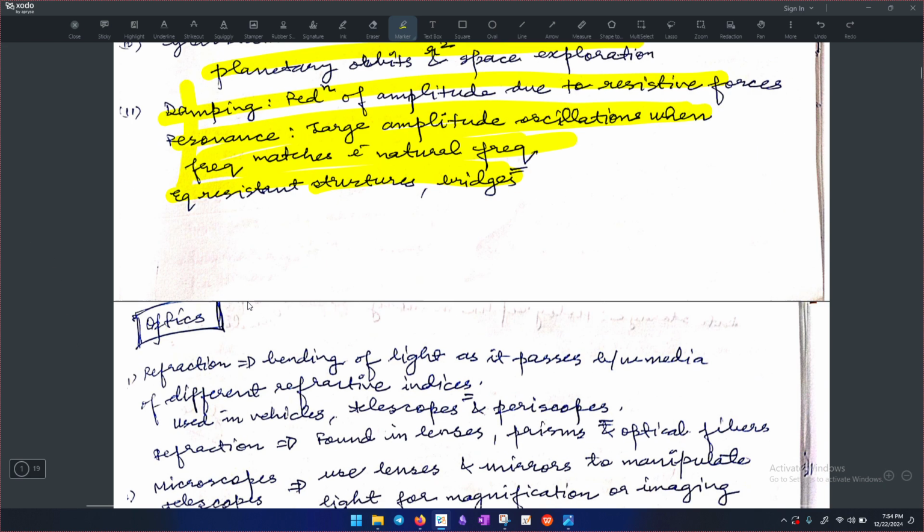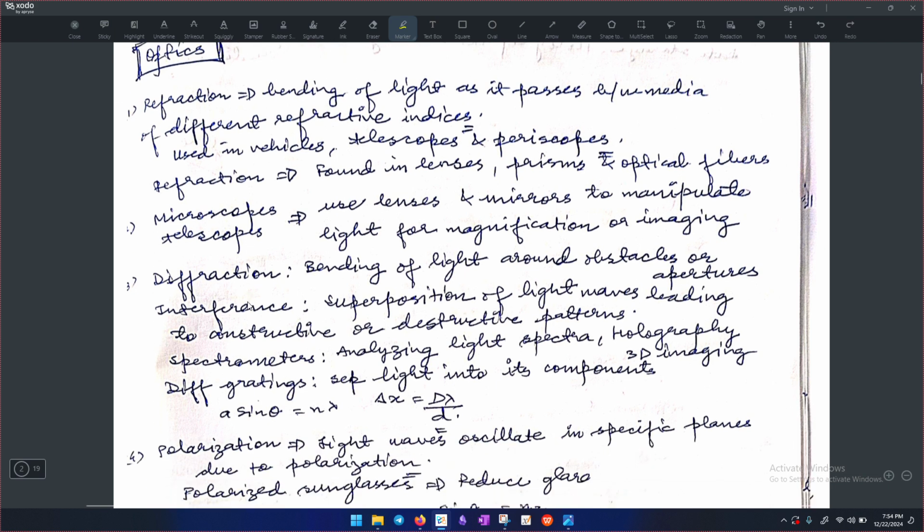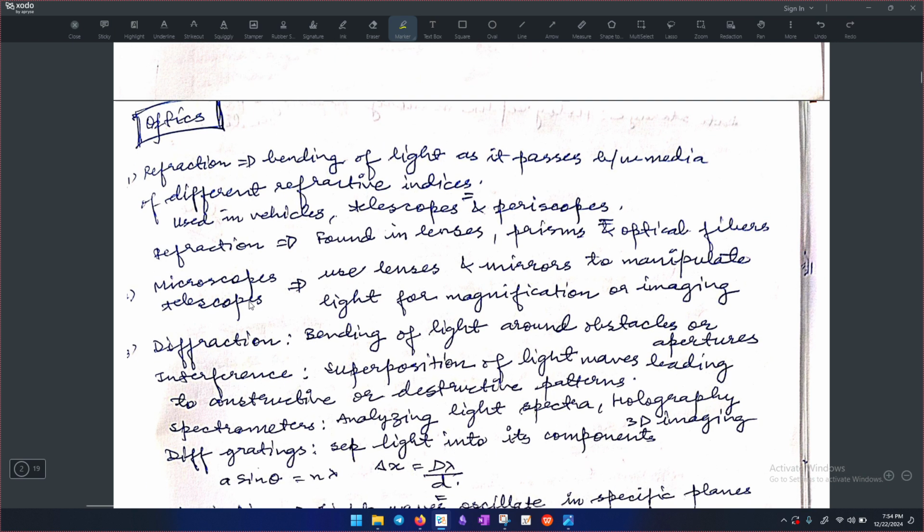Now let's come to optics. Refraction is bending of light as it passes between media of different refractive indices. It is used in vehicles, telescopes, and periscopes. Refraction is found in lenses, prisms, and optical fibers. Microscopes and telescopes use lenses and mirrors to manipulate light for magnification or imaging.